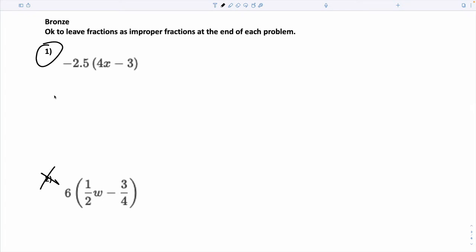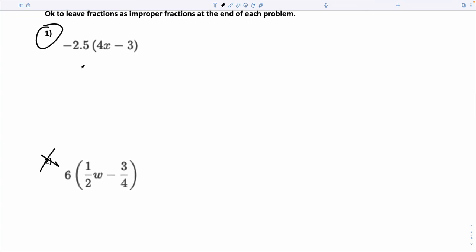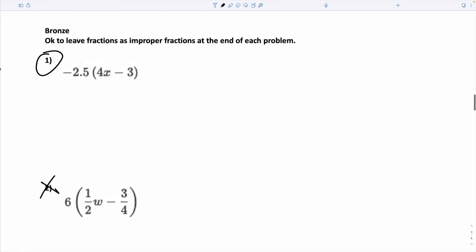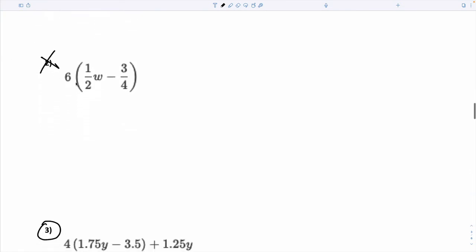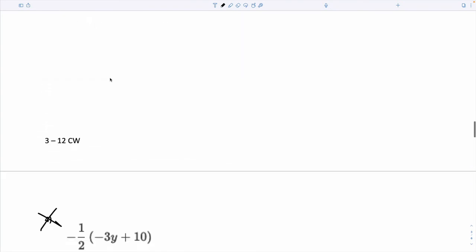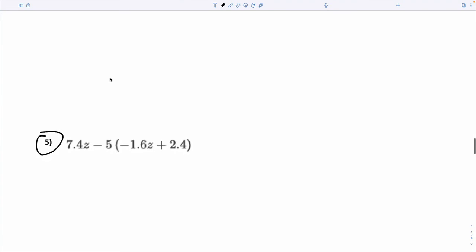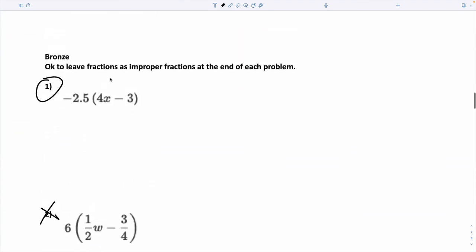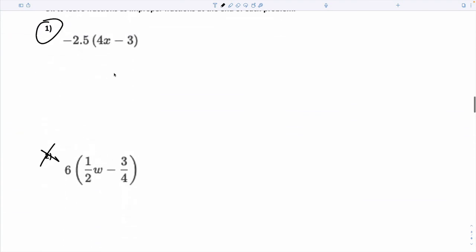This is your classwork / homework. You have 7 minutes to finish. You have 5 minutes to finish. You're circling numbers for your homework and your classwork. You're circling 1, you're circling 3, you're circling 5, and you're circling 7. 1, 3, 5, 7. Start doing number 1 right now.